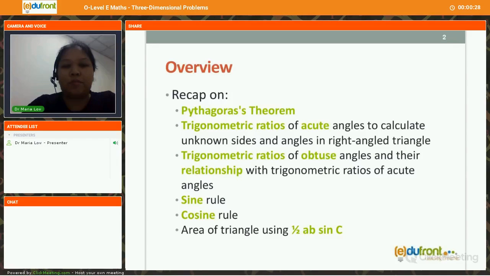First of all, we shall recap on Pythagoras' theorem, trigonometric ratios of acute angles to calculate unknown sides and angles in the right-angled triangle, trigo ratios of obtuse angles, the sine rule, the cosine rule, and this time we take a look at area of triangle using half AB sine C.